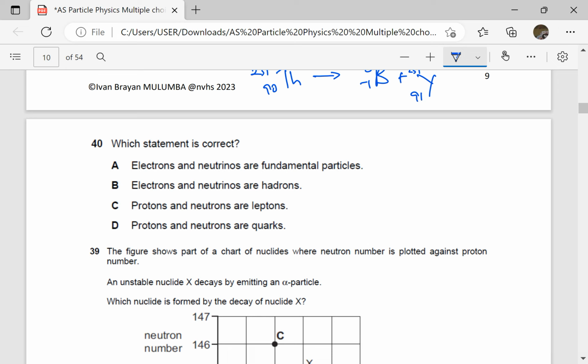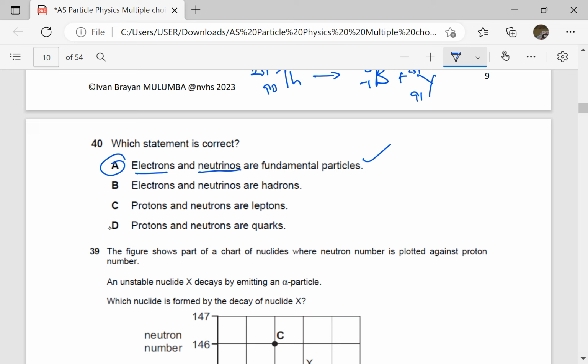Which statement is correct? Electrons and neutrinos are fundamental particles. I think that is true because electrons are not broken down any further. Neutrinos are not broken down any further. So those are fundamental particles.